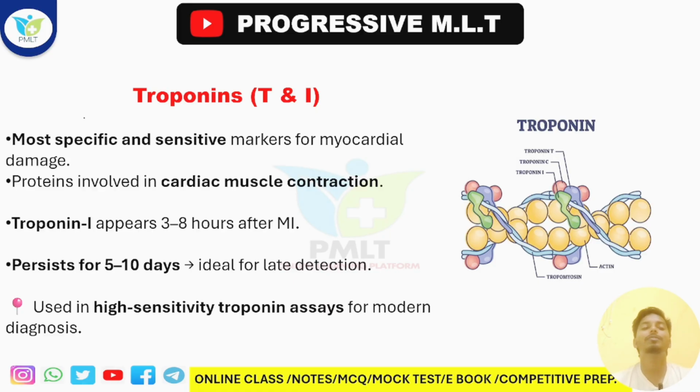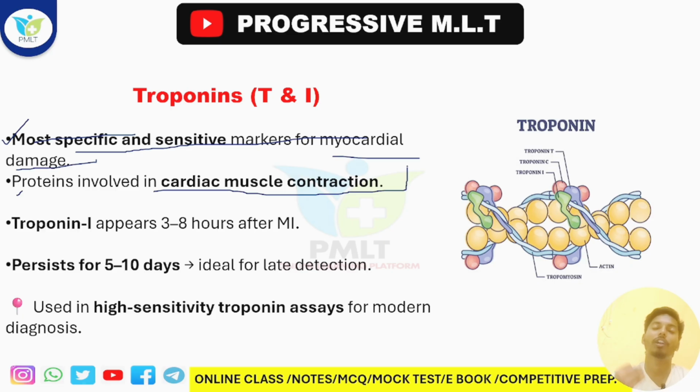First, it is the most sensitive and specific marker for myocardial damage. Second, these proteins are involved in cardiac muscle contraction. I have already told you that cardiac muscle contraction requires these kinds of proteins. After that, troponin T is also one type of test in the cardiac function test. Troponin I appears 3 to 4 hours after myocardial infarction.